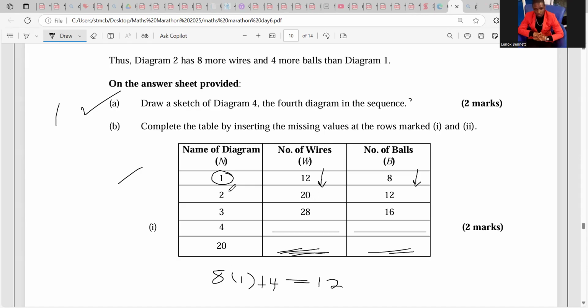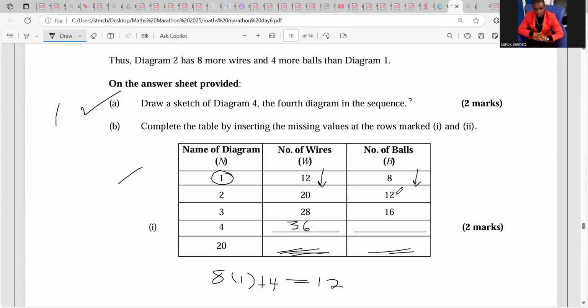And you can check it with the others. 8 times 2 is 16, plus 4 is 20. 8 times 3 is 24, plus the 4 gives you 28. So all we have to do to get this one: 8 times 4 is 32, plus the 4 will be 36.